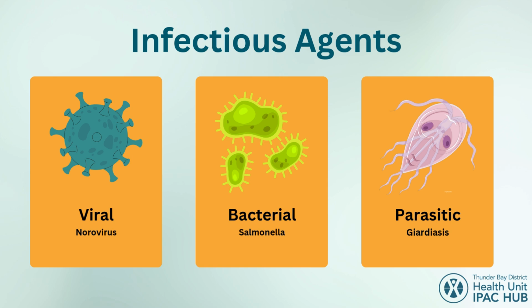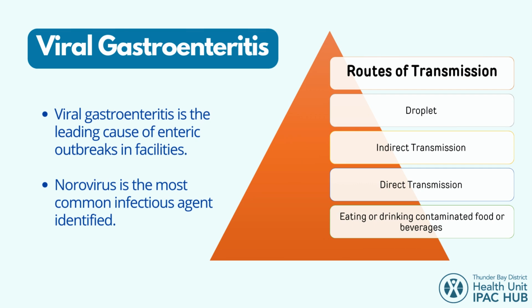The three main types of infectious agents causing enteric illness are viruses, such as norovirus, bacteria, such as Salmonella, or parasites, such as Giardia. They all attack people in different ways. Viral gastroenteritis is the leading cause of enteric outbreak in most facilities. This is because of the higher transmission from person to person, especially during the winter months when community incidence is also high. In congregate facilities, norovirus is the most common infectious agent identified and affects both residents and staff.